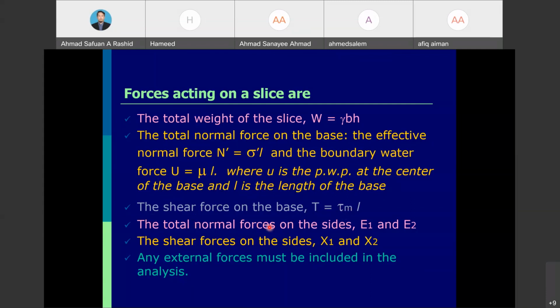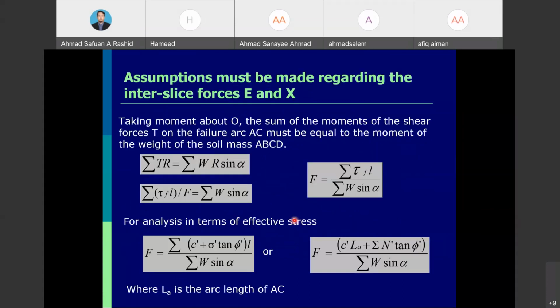Okay, the total normal force on the side, which is E1 and E2, then they have a vertical or a shear force on the side, X1 and X2. So any external force must be included in the analysis. So for example, if there is a load on the berm or on the top of the slope, we need to include it in the analysis as well. Okay, but make sure that the units are the same. So assumptions must be made regarding the interslice forces E and X.